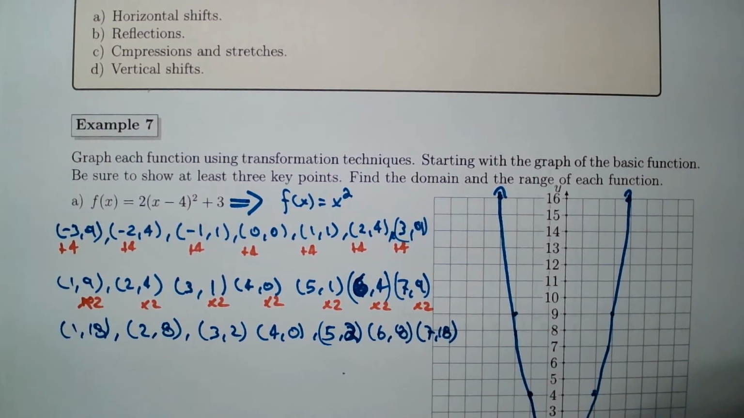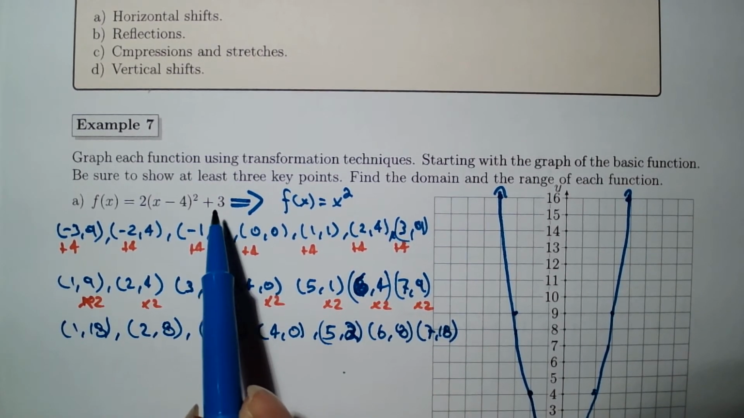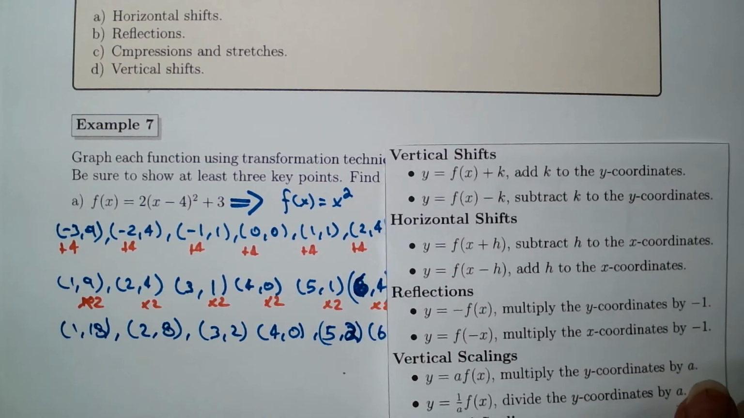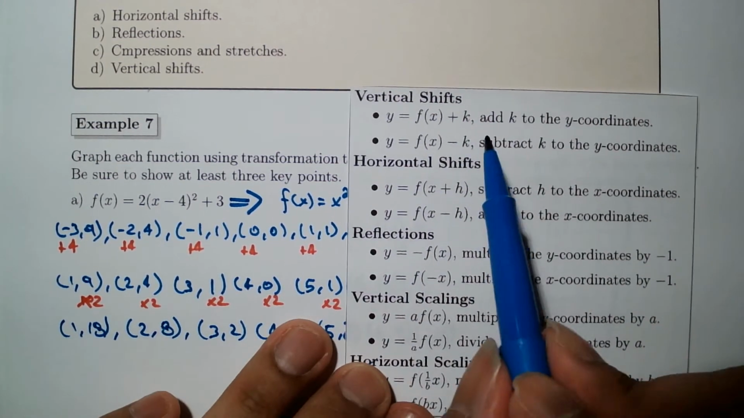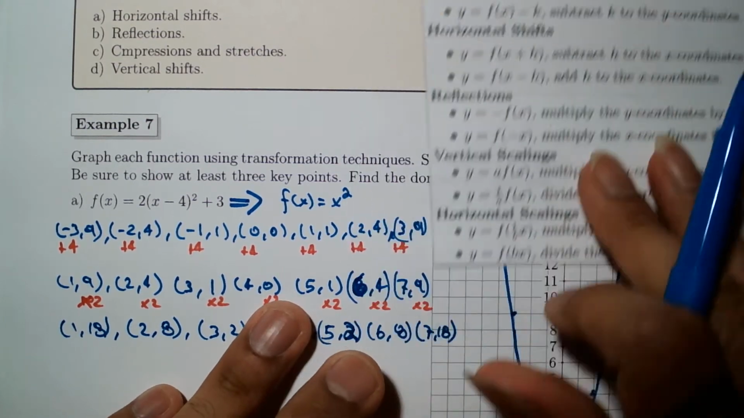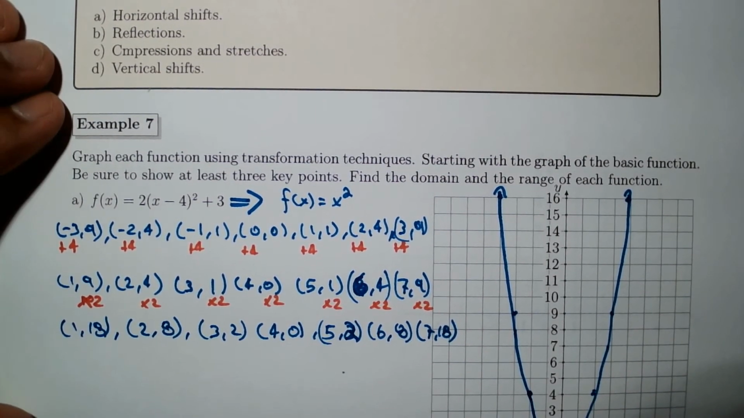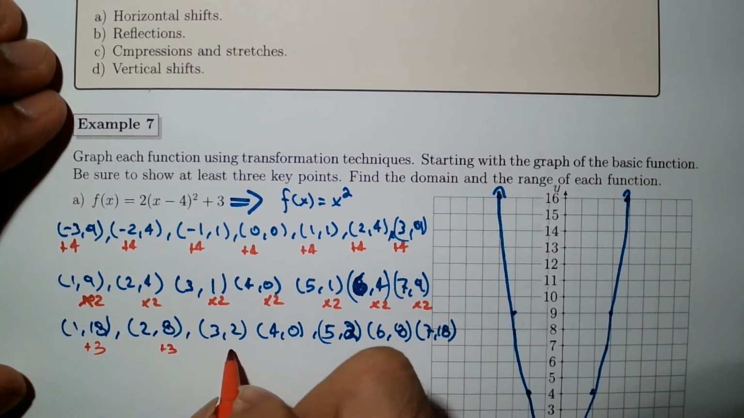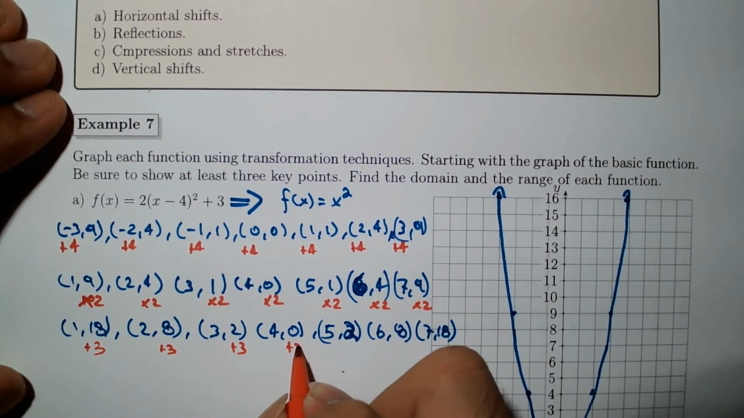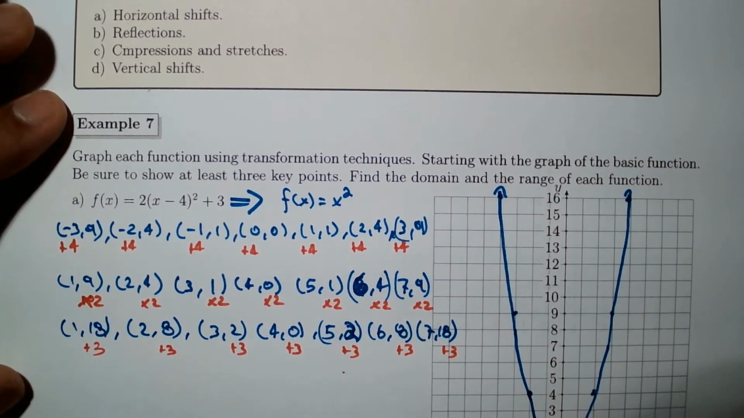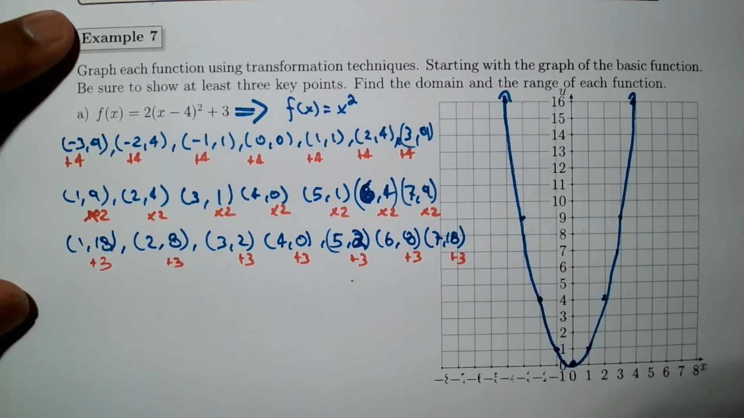And then finally we are going to look at this plus 3, and that plus 3 is going to describe a vertical shift, adding k to the y coordinates of each point. So in this case we are going to add 3 to all the y values. Okay? So we are going to have the following.